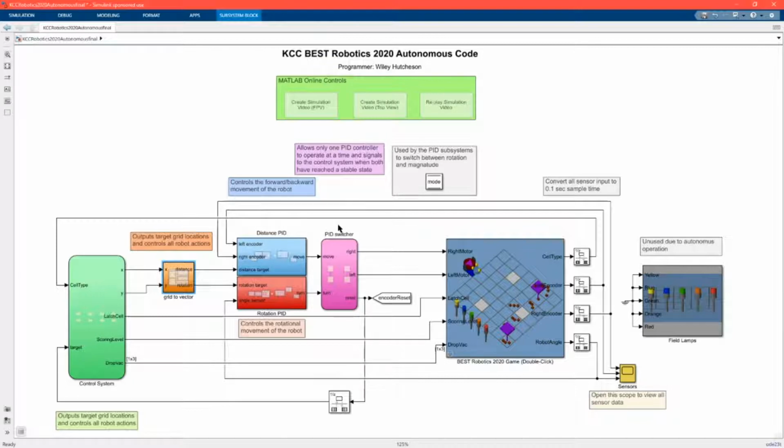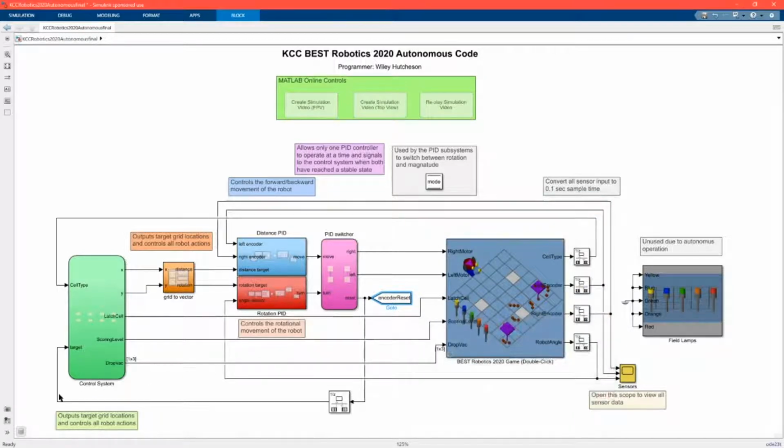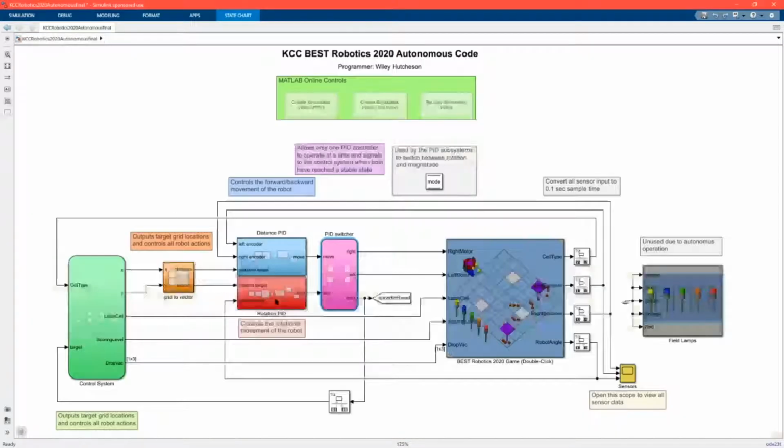These targets are sent to the rotation and distance PID controllers. These are activated by the PID switcher, which relays motor commands to the robot and detects when the PID controllers have reached a stable state at zero difference from the target. This will send a reset signal to the motor encoders to be ready for the next target and allows the control system to choose a new target. As you can see, first it rotates and then drives, using the mode variable to toggle the PID controllers.